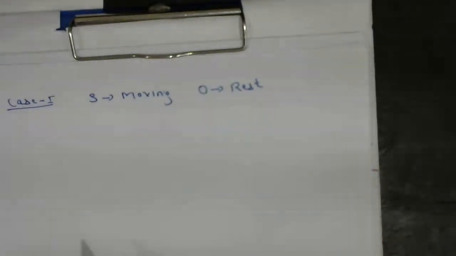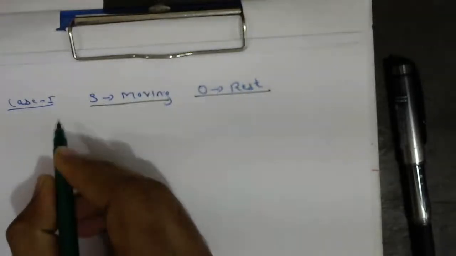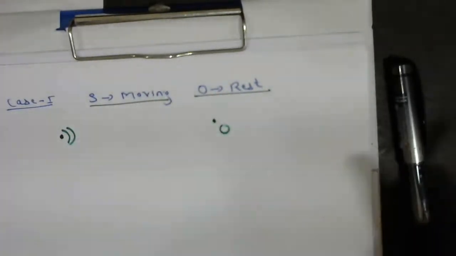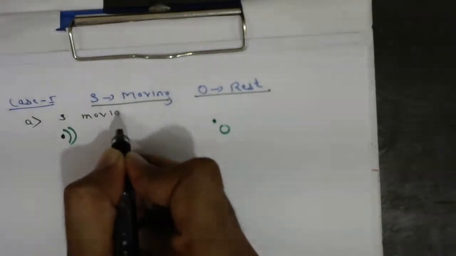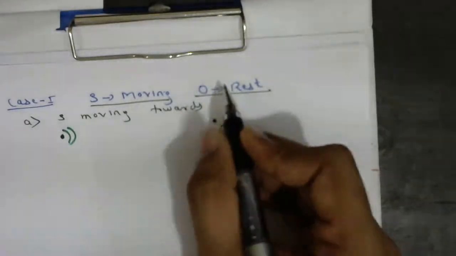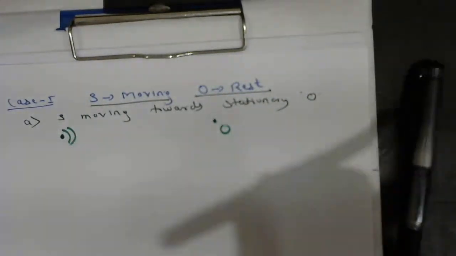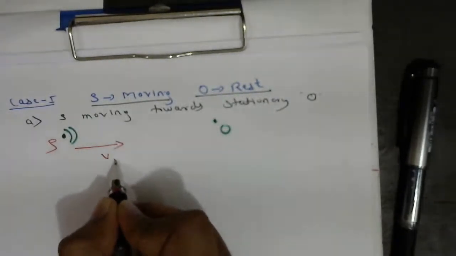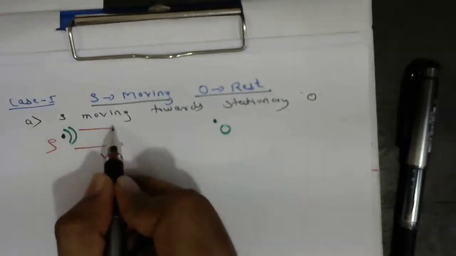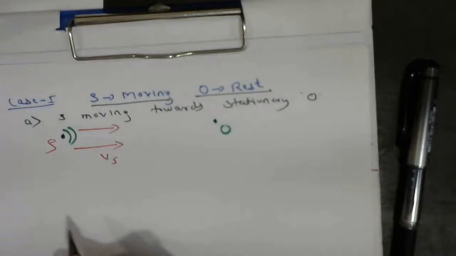Okay, case 1. Source is moving, observer is at rest. A: source moving towards a stationary observer. This one is the source, and the observer is standing over here. The source is moving, that is the direction of velocity of source. And what about velocity of sound? Obviously the observer is going to hear the sound, so the velocity of sound should be from source to observer, this one V.